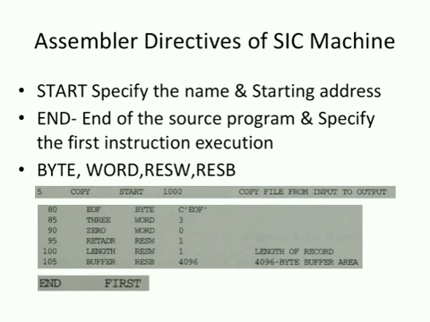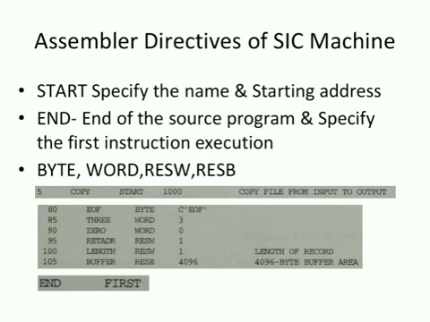BYTE generates a character or hexadecimal constant, occupying as many bytes as needed to represent the constant. So if you want to generate a character or a constant, we can use BYTE. WORD is used to generate a one-word integer constant. Then RESB, that is reserve byte, is used to indicate the number of bytes for a data area.